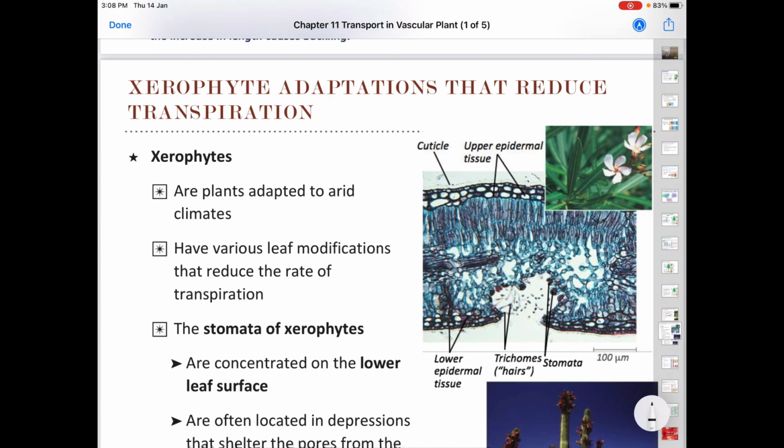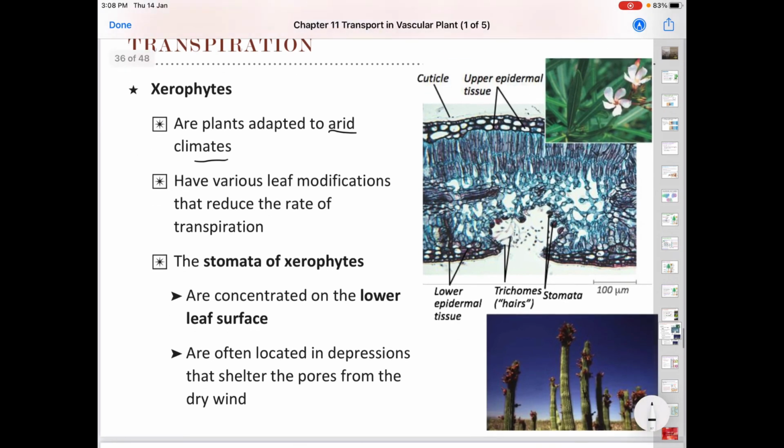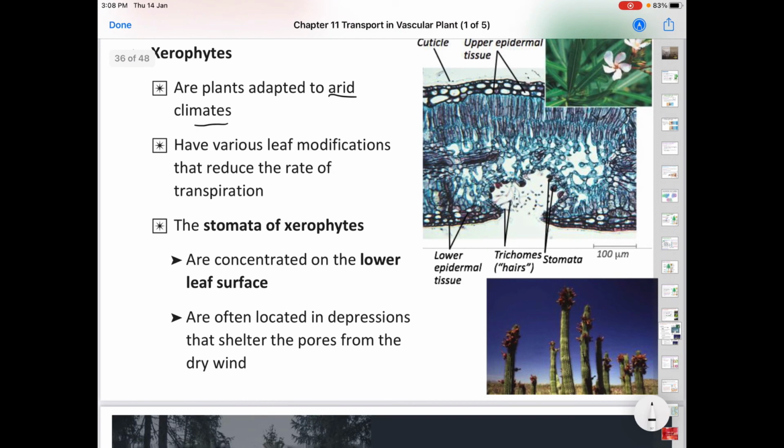Okay, so now we go into xerophyte. Xerophyte is a type of plant. Okay, there are plants which can adapt to arid climates. Okay, arid is a very dry climate, like desert. So this kind of plant has some modifications on its leaf in order to reduce the rate of transpiration.